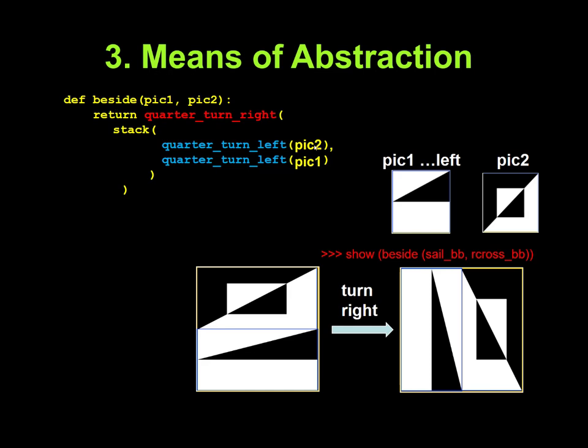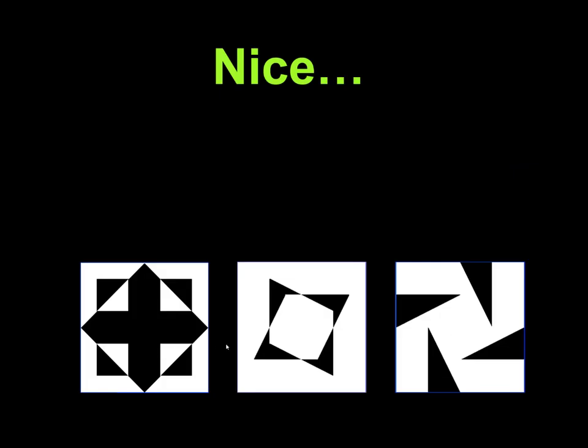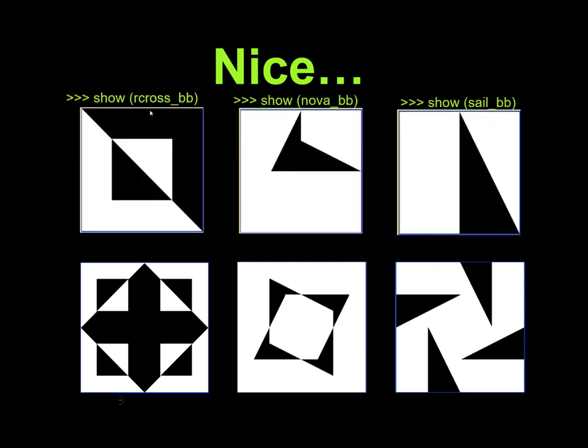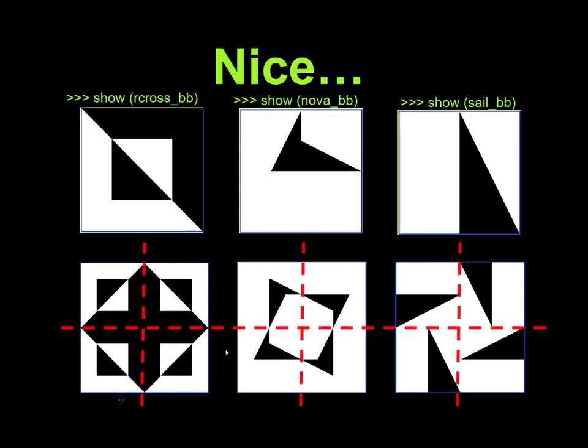With this beside, which is a new abstraction that we built from our primitives, we can then do more with this picture language. Here are a few nice pictures. They look familiar, but what are they? Well, they are from R cross BB, nova BB, sale BB respectively, if you know how to divide the picture into 4 sub pictures for each of them. You see, this is R cross BB in some way, R cross BB in some way, same here and same here. Likewise for all this.